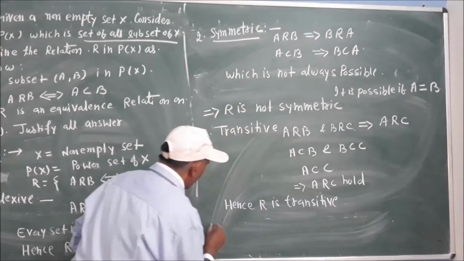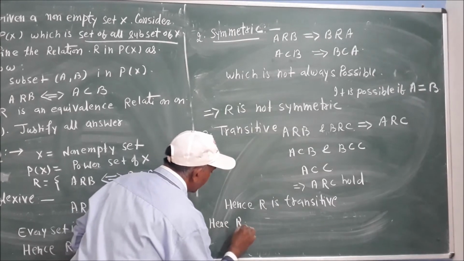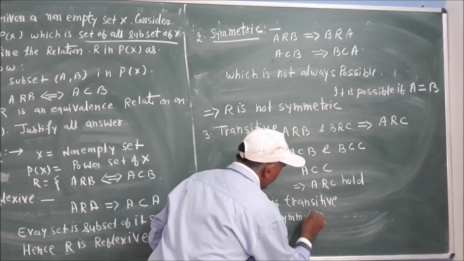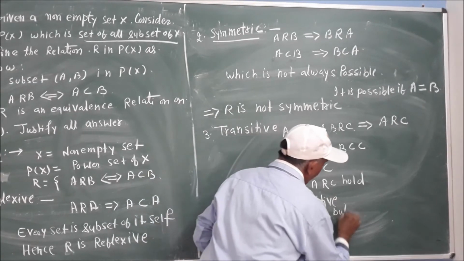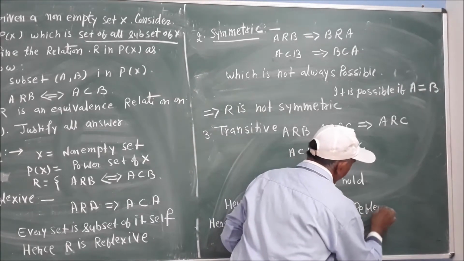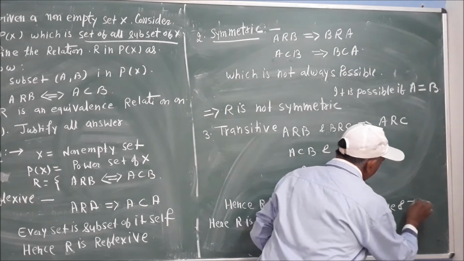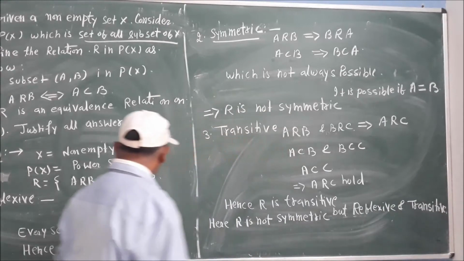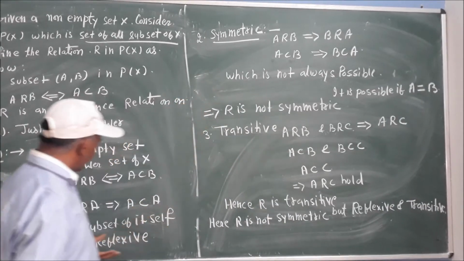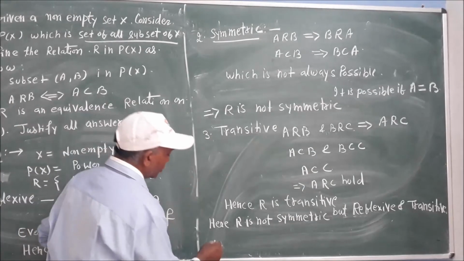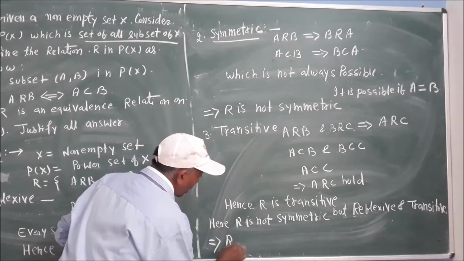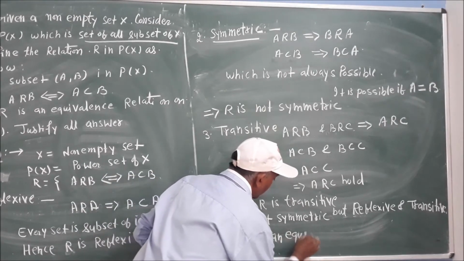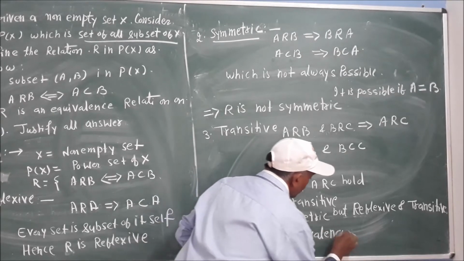So you see that here R is not symmetric, but it is reflexive and transitive. R does not follow the symmetric rule, but it is reflexive and transitive. So what can be concluded about R? R is not an equivalence relation.